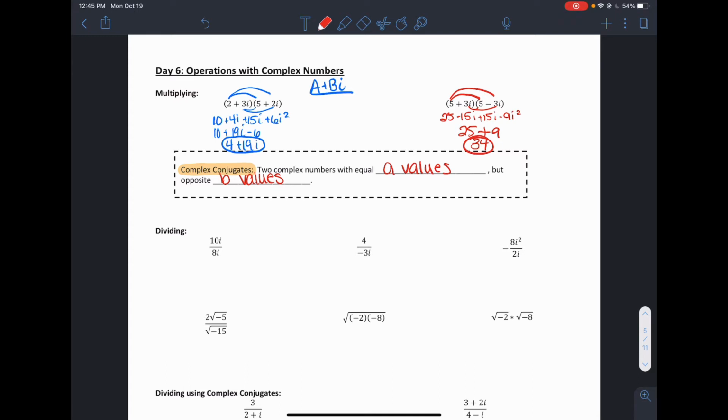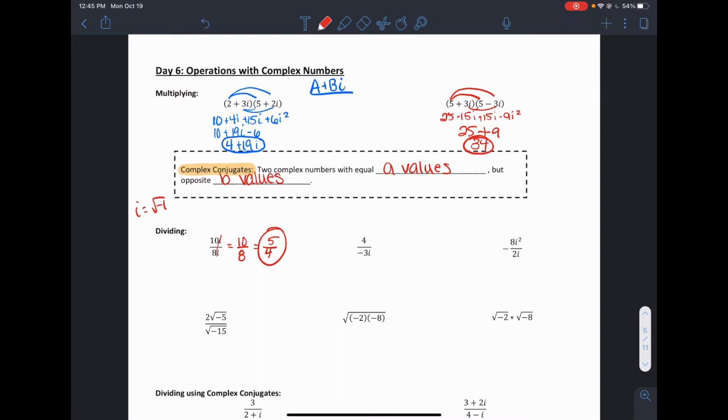So when we're dividing by i, we need to make sure that there's no i in the denominator because remember, i is radical -1. And that means we have a radical in the denominator and we can't have that. So sometimes you can just look at this and be like, oh, the i's cancel out. This is 10/8. So this is 5/4. Cool. Sometimes you can do that.